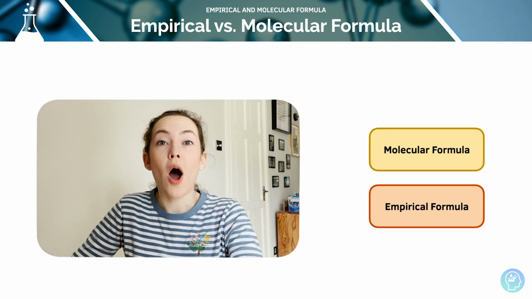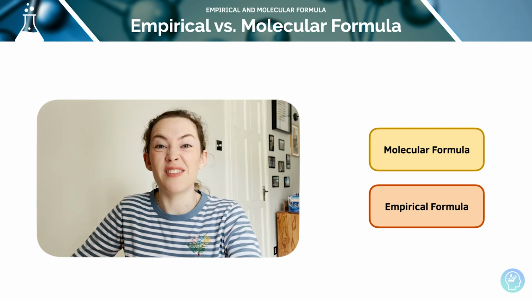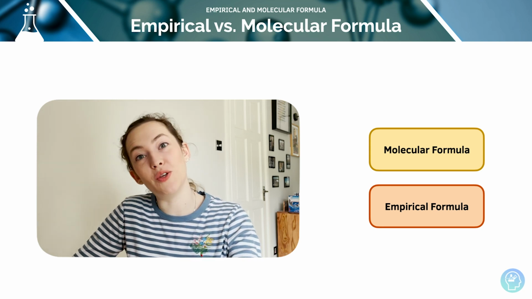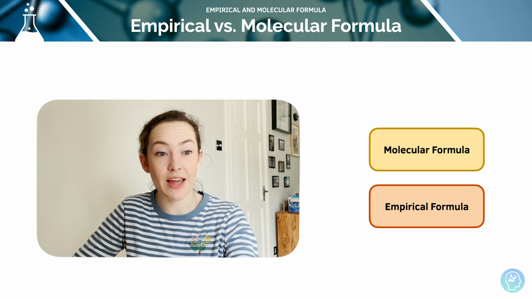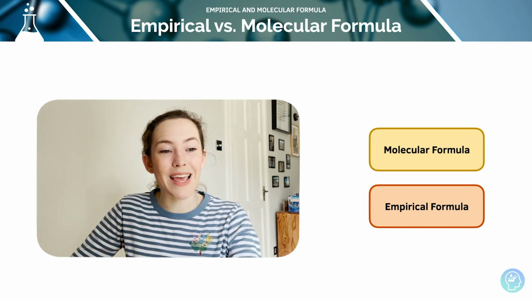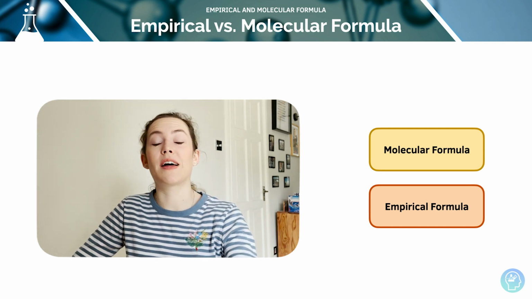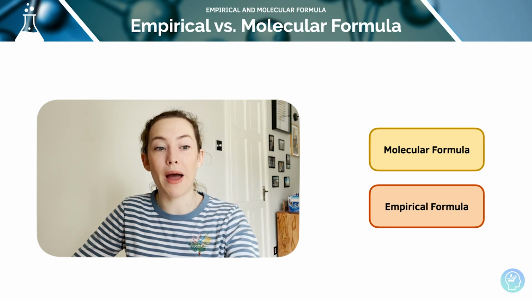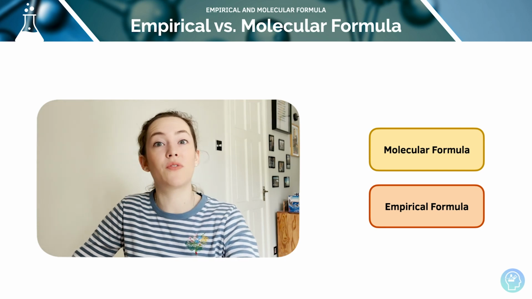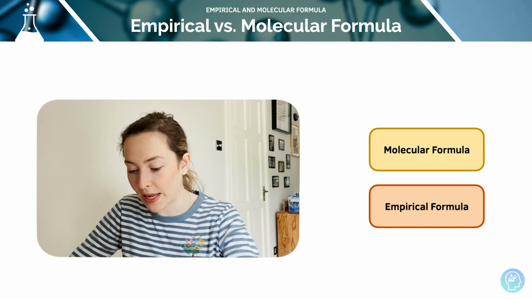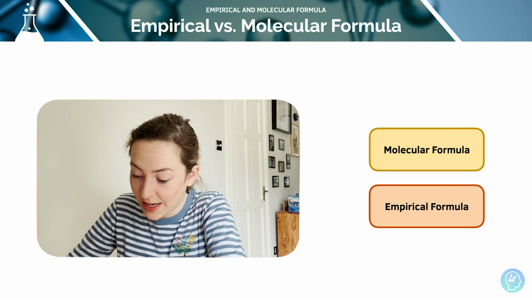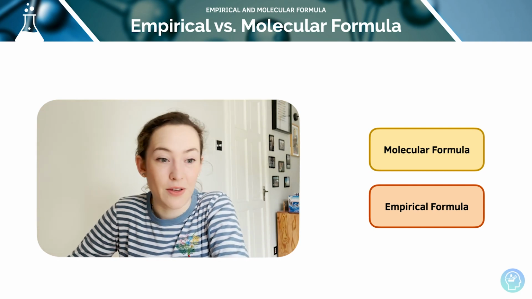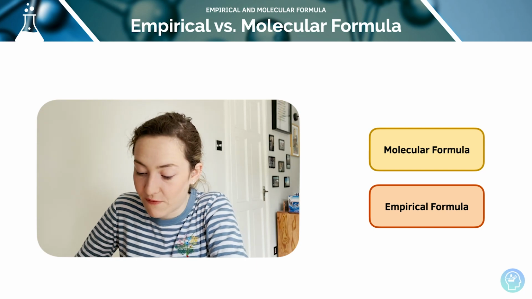You might wonder, why do we use the empirical formula? It doesn't seem that helpful, because in science we tend to use the molecular formula instead, especially for calculations. But it's helpful for us to understand the ratios of the different elements in the compound. So it tells us very quickly if a compound contains more than one type of element, and a molecule that contains more than one type of atom. So it gives us quite a lot of information.